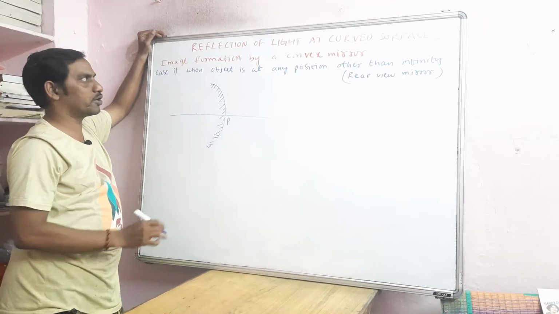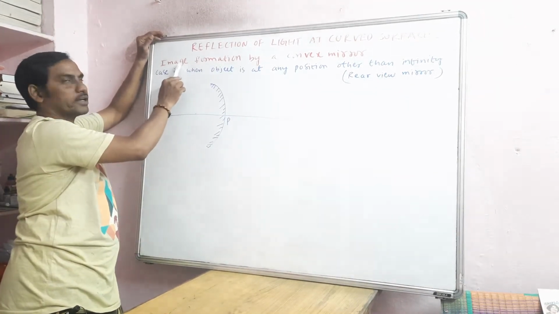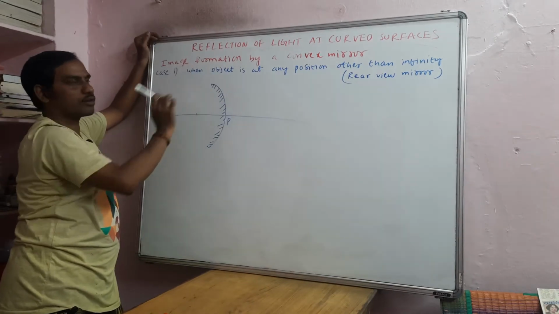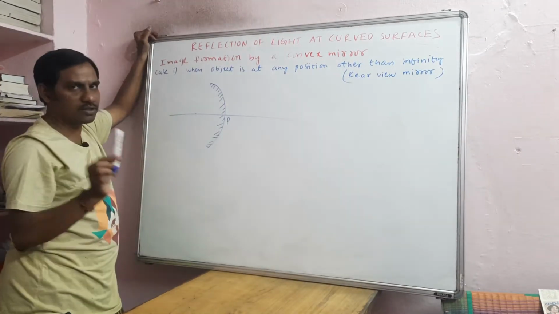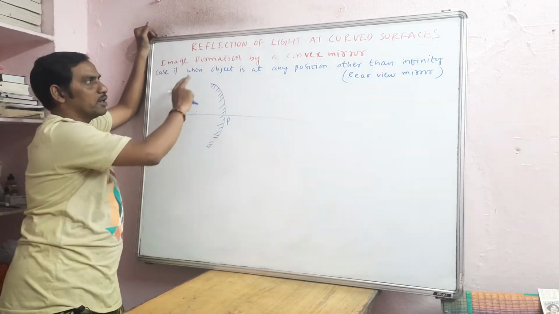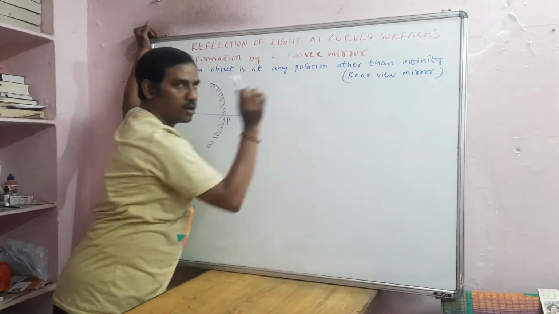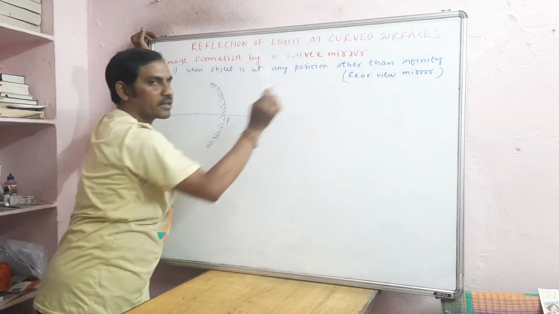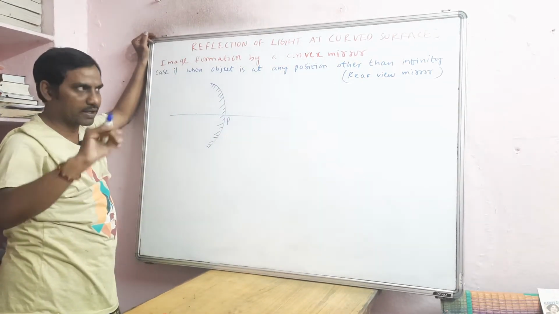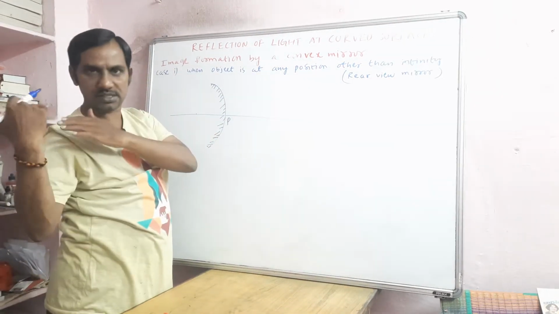Okay. Good morning everybody. Today we are going to learn again about image formation by a convex mirror. In a convex mirror only two cases will be there: when the object is at any position other than infinity, and when it is at infinity. This is the rear view mirror case, because in cars and bikes, without turning back, you can see who is coming from behind.